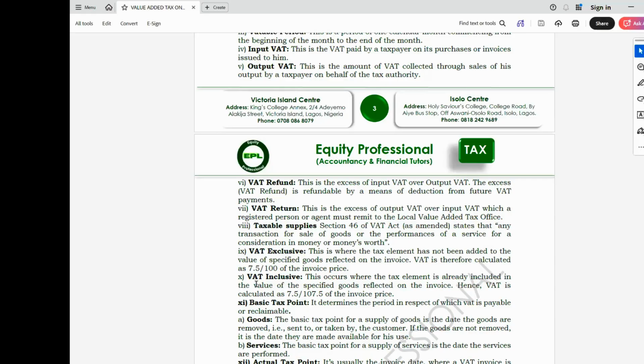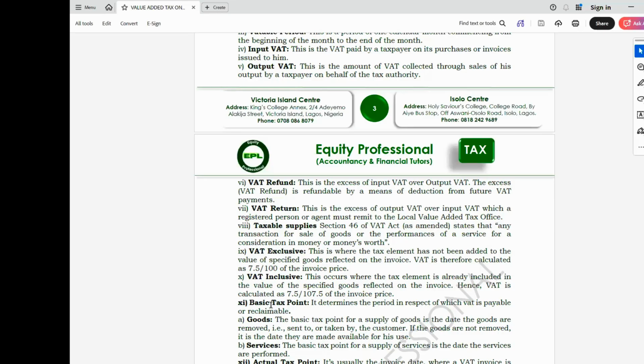The examiner will usually tell you whether the item is VAT inclusive or VAT exclusive. But you may have a scenario whereby the examiner will be silent. In a situation whereby the examiner did not say VAT inclusive or VAT exclusive, please, you have to assume VAT exclusive. So take note of that. Where the examiner is silent, we assume VAT exclusive.